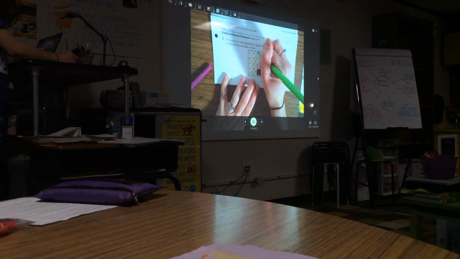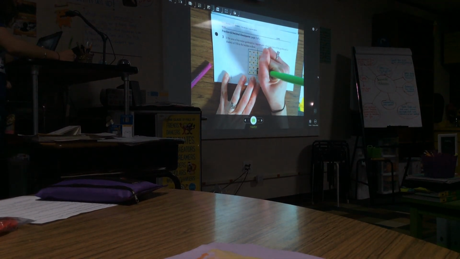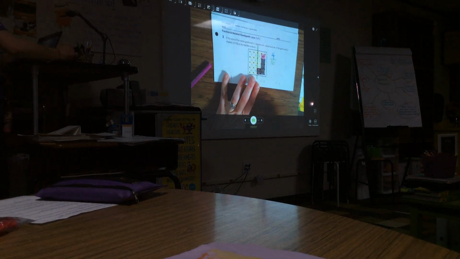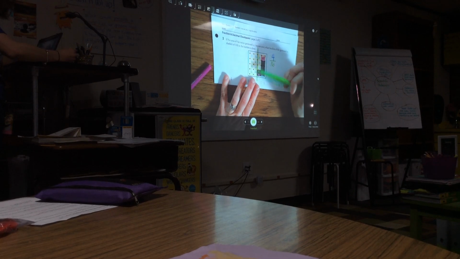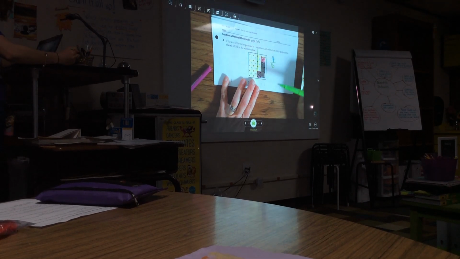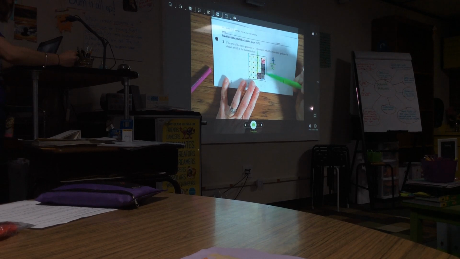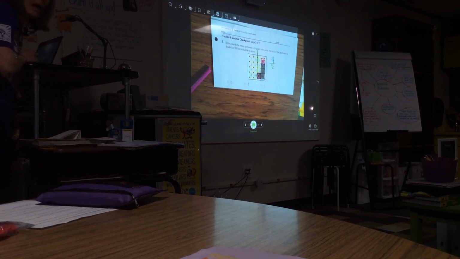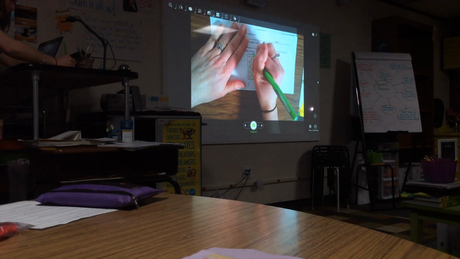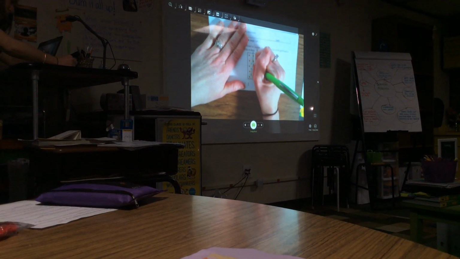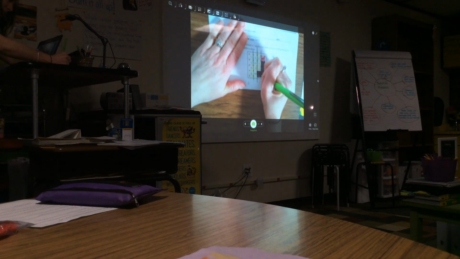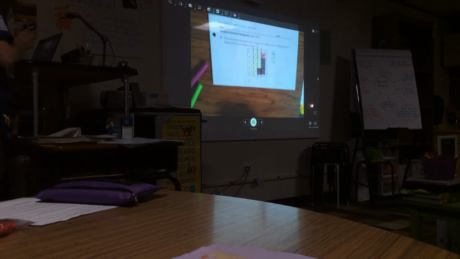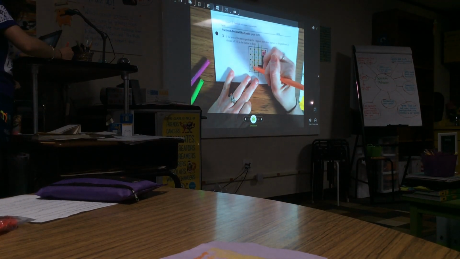Well, first I'm going to split my geoboard in half. So I'm going to go straight down the middle here. Okay? Then I see I've got 1, 2, 3, 4, 1, 2, 3, 4. So I've got 8 on one side, 1, 2, 3, 4, 1, 2, 3, 4. I've got 8 on the other side. Well, I'm going to split my half in half again.